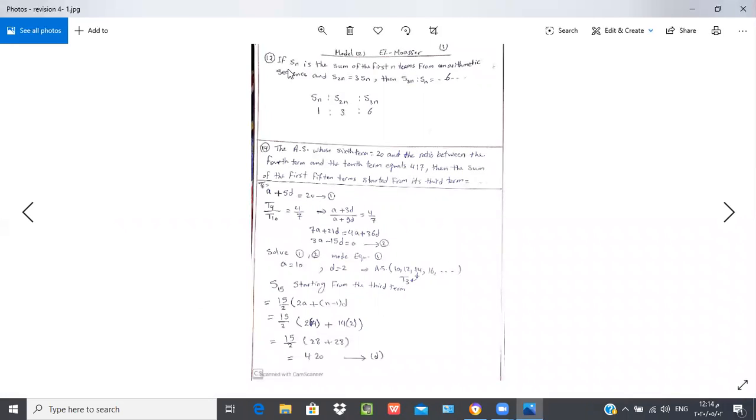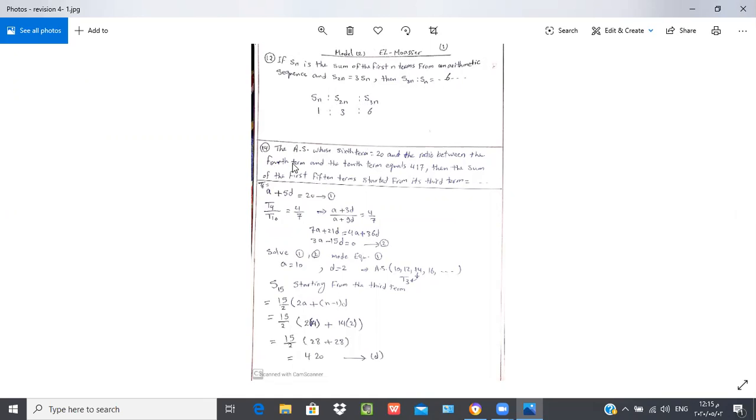Here he asks you if Sn is the sum of the first n terms of an arithmetic sequence and S2n equals 3Sn, then S3n to Sn equals what? Equals 6. Why? He said that Sn to S2n, here S2n equals 3 times Sn. Here, if I multiply another n, so I will repeat another 3. So 3 plus 3, it will be 6. So the ratio will be 1 to 3 to 6.